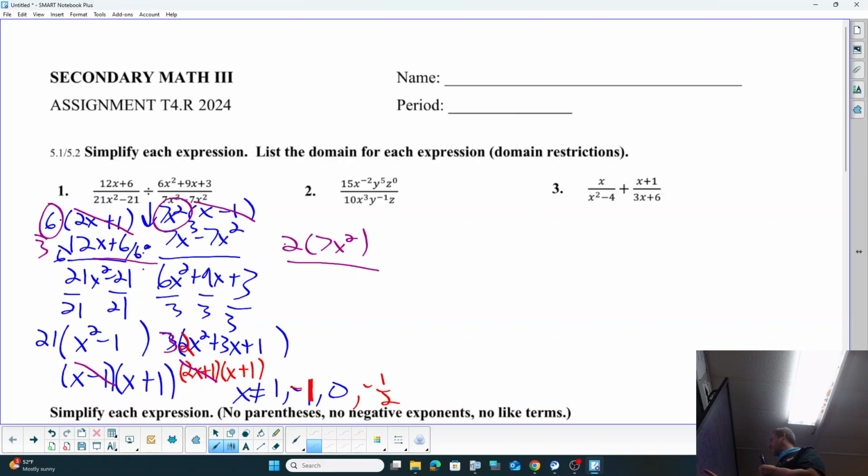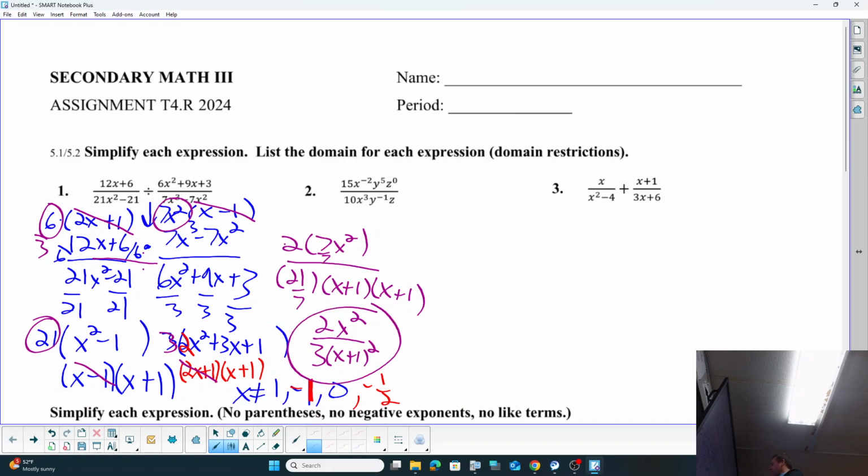On the bottom, we still have a 21, as well as an x plus 1 and another x plus 1. That's two x plus 1s. So I guess neither of those canceled. If you divide by 7, that becomes a 3. So 2x squared over 3 times (x plus 1) all squared. I don't think anything else cancels there. Beautiful. So do you remember anything to the 0 power is just a 1? Do you remember that?